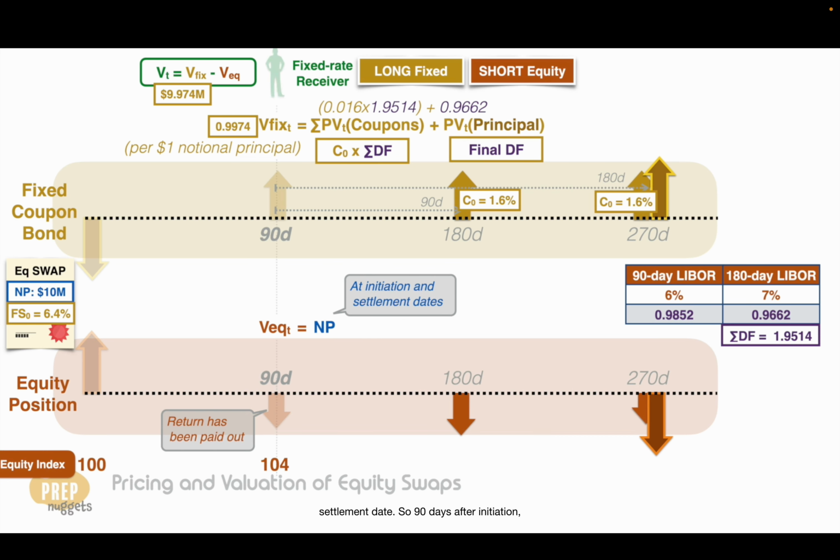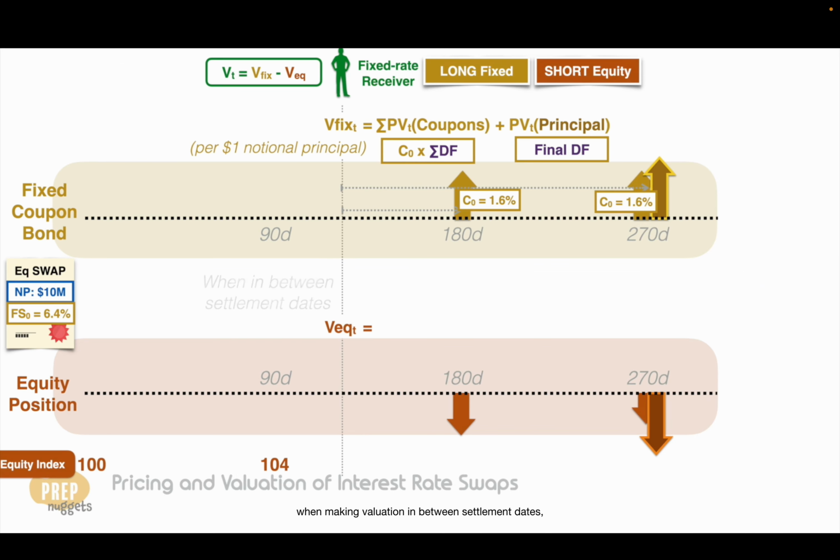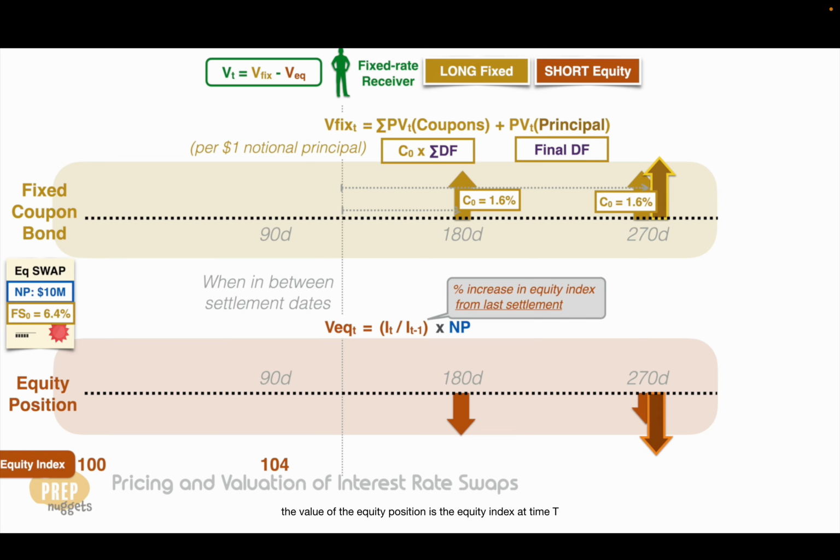So, 90 days after initiation, the value of the equity position is simply the notional principal of $10 million. The value of the swap to the fixed rate receiver at this point is therefore minus $26,000. However, when making valuation in between settlement dates, the value of the equity position is the equity index at time t divided by the equity index at the last settlement times the notional principal. You may want to take this as a practice.